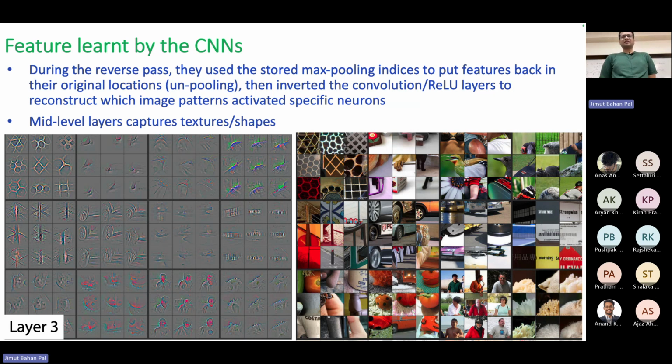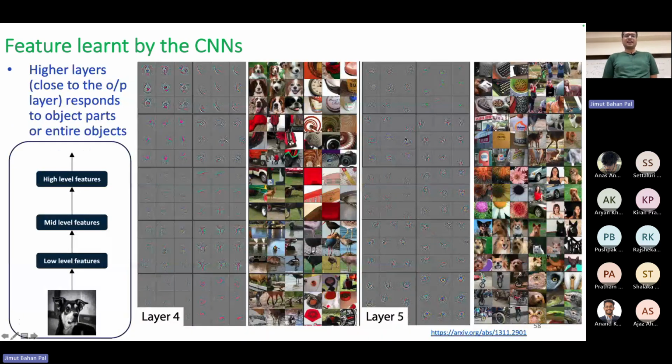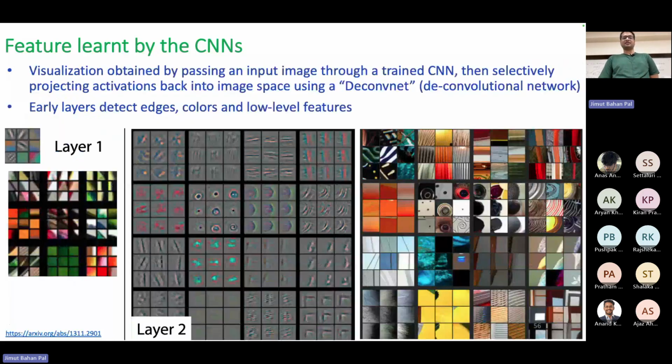So there is some bit of complexity in this. You can read the paper to see what exactly they have done, but the final result of the paper is that the higher layers, that is, the ones close to the output layer, respond to object parts or entire objects or problem-specific features, and the initial layers respond to lower-level features like edges, color, etc.